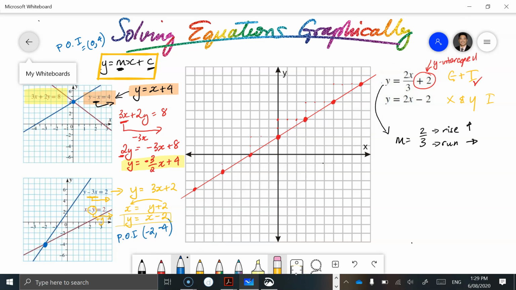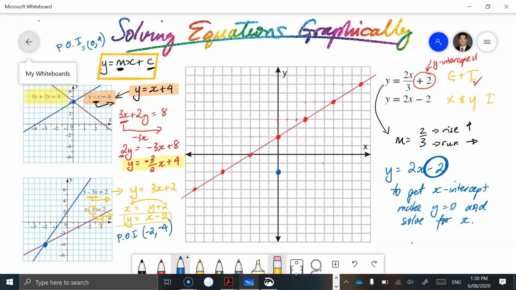And with our second one, we're going to use the x and y-intercept method. So y equals 2x minus 2. The y-intercept is always the same thing, okay? So y-intercept is minus 2. So minus 2, the graph is going through there, okay? To get the x-intercept, you want to make y 0. Make y equal to 0 and solve for x, okay?